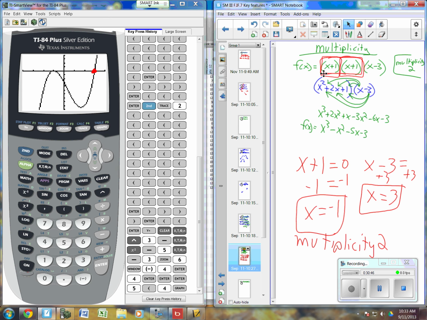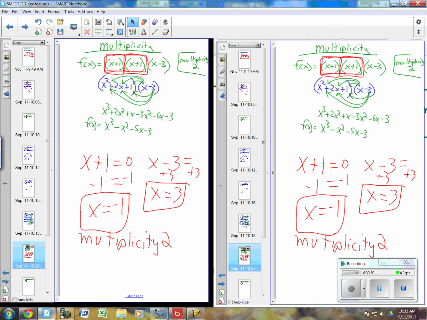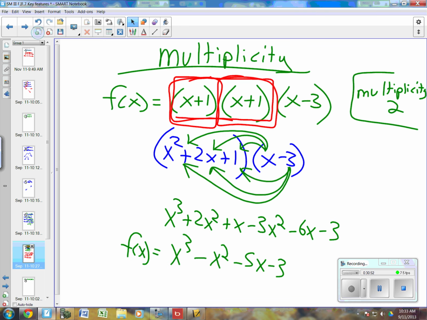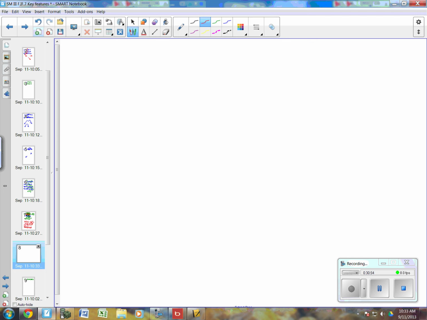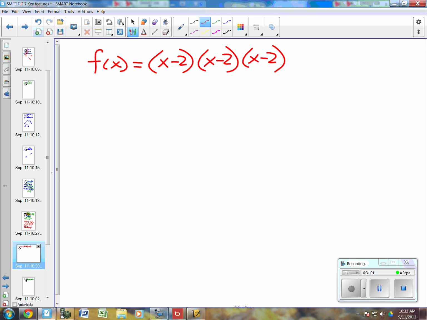No. You know what? Let's look at a multiplicity 3. Should we do that? Okay, let's do that one. It's a good idea. Let's take this function, f of x equals x minus 2. Let's do this one, x minus 2 and x minus 2. We'll just do it so it has x minus 2 three times to make it simple.